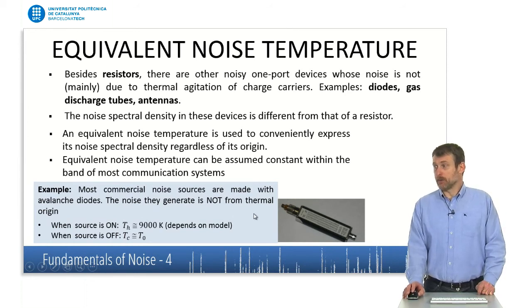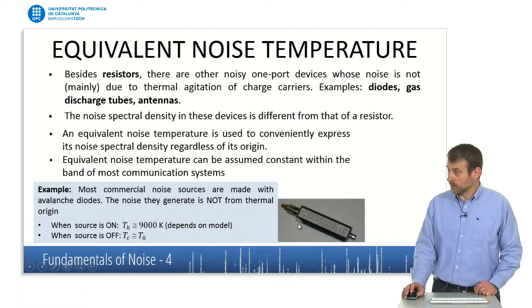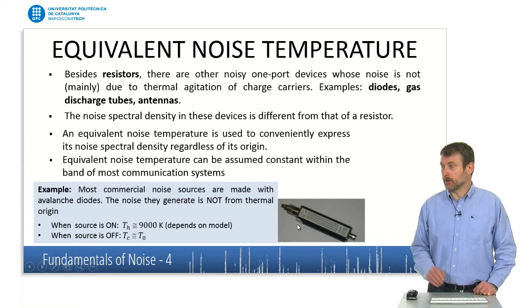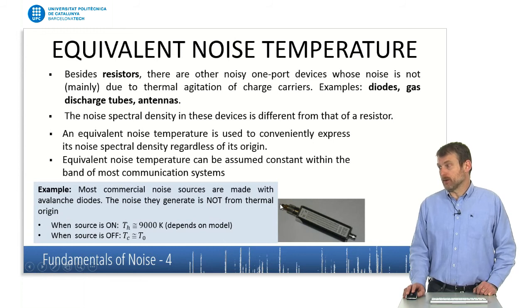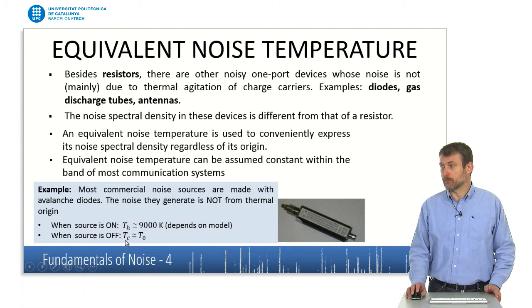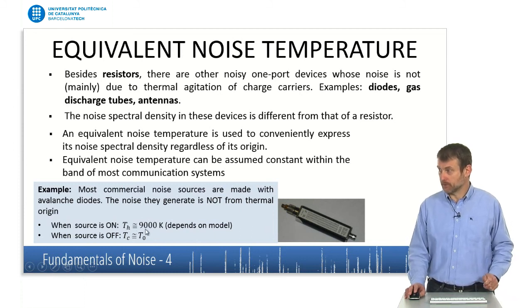For example, this is the picture of a noise source. This is used in some laboratory equipment, and it contains a diode in it. So you can bias this noise source through a connector in here, and through this connector, this source will produce noise for one equipment. When the source is not biased, the noise produced is similar to the one that a resistor would produce. So the noise temperature is similar to T0. But when it's biased, it produces much more noise than the one produced by a resistor, and this is quantified by a noise temperature close to 9,000 Kelvin.